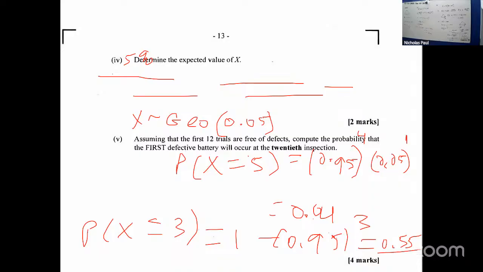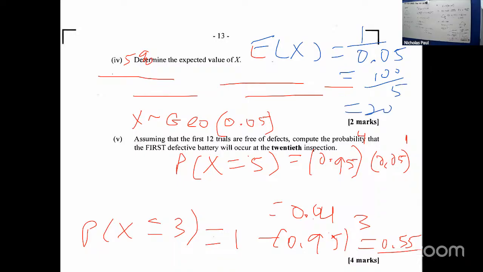So expectation, since it's binomial, expectation is E of X equals 1 over P. P was 0.05, so that's 100 over 5, which is 20. So the expectation is 20. Then they want for the 20th inspection.